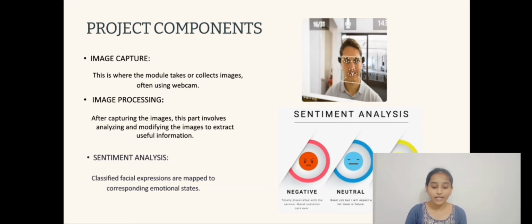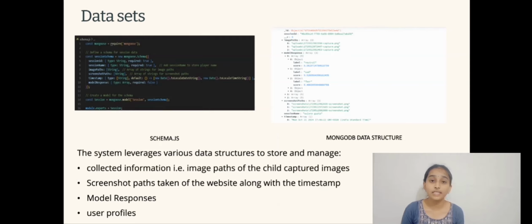This part analyzes the images and is used to extract useful information. And when it comes to the sentiment analysis, the facial expressions of the kid are classified and mapped to corresponding emotional states such as anger, sad, happy, surprised and neutral, and it will display these emotions along with their scores. And next come the datasets.